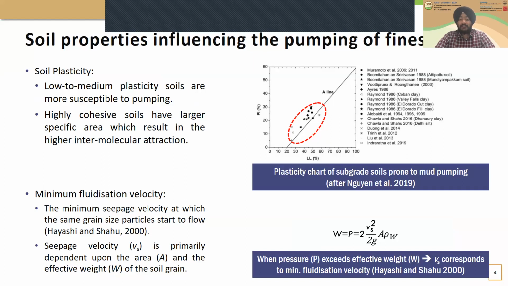The other important aspect that influences mud pumping is the minimum fluidization velocity. It is defined as the minimum seepage velocity at which soil grain particles begin to flow. This seepage velocity is a function of the area as well as the effective weight of the soil grain.